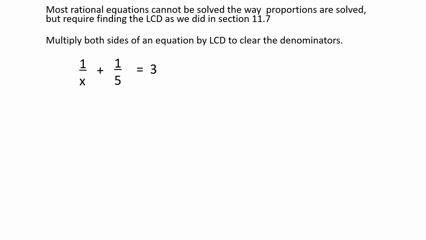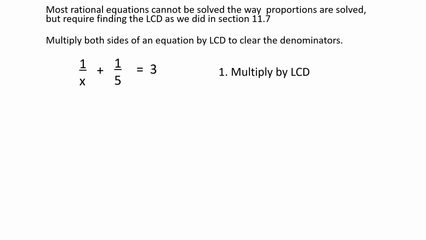Now, most rational equations cannot be solved the way proportions are solved, but require finding the LCD as we did in section 11.7. And so you're going to multiply both sides of the equation by the LCD to clear those denominators. So let's look at this example here. This is not a fraction equal to a fraction. It's not a proportion. In fact, it is two fractions being added on one side set equal to a constant. So this is not a proportion. So we're going to have to find the LCD and then multiply by the LCD.